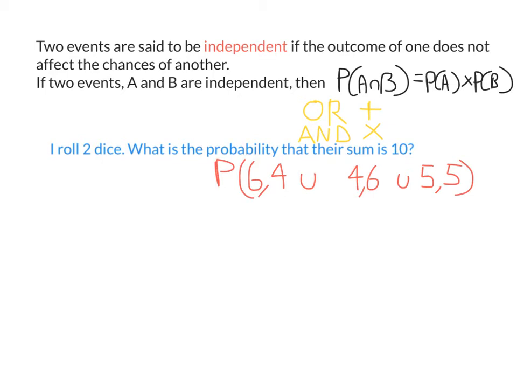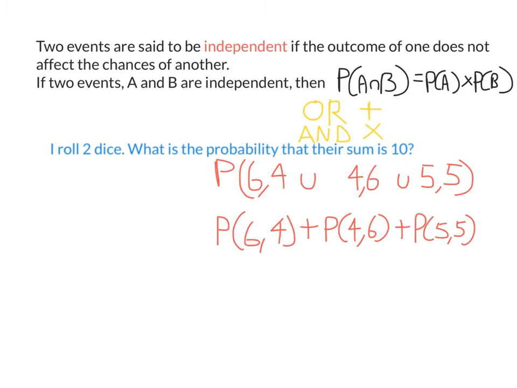So these three events are mutually exclusive. I can't get a 6 and a 4 and also get a 5 and then a 5. I can't get a 6 first and also get a 4 first. That doesn't make any sense. So because they're mutually exclusive, what I can do is add up their respective probabilities. So that's just the or rule for mutually exclusive events. I don't need to subtract the probability that they both happen because I can't have this happen and this happen at the same time. They're all mutually exclusive.